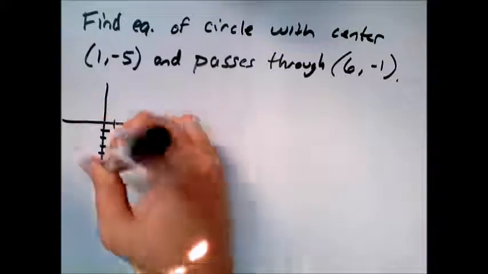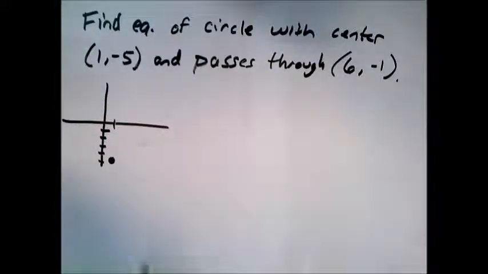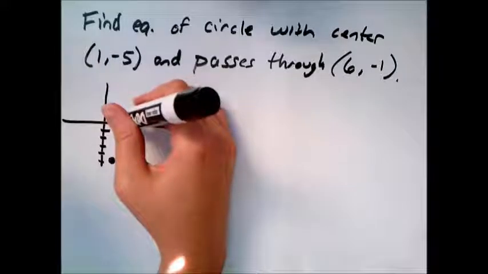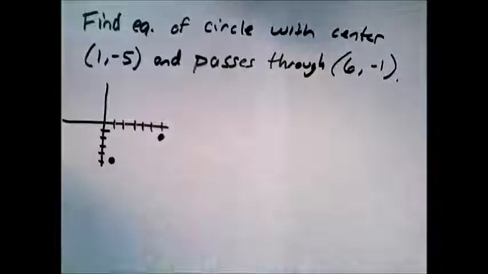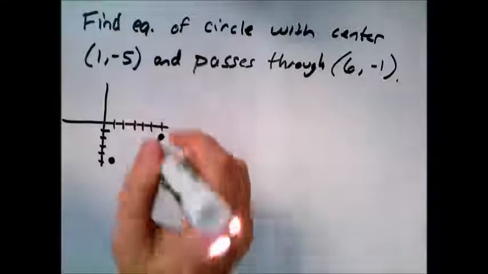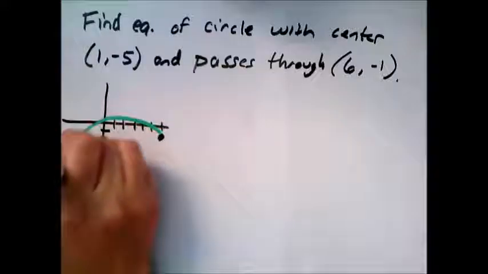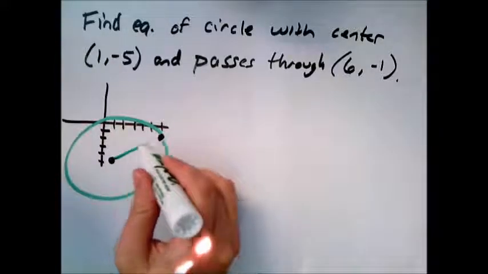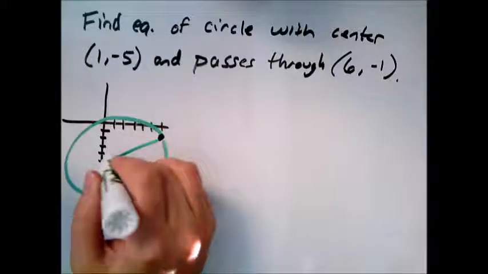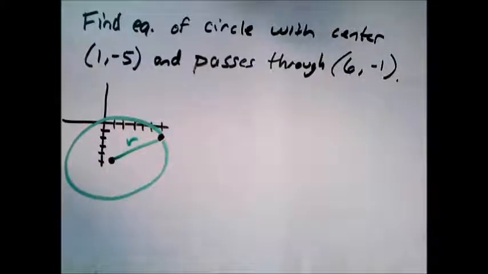so right about here, over 1, down 5, and then it passes through the point 6, -1, so right about there. Alright, so picture what that means our circle looks like. Something like this. So notice, if I could find the distance between these 2 points, really any point on the outside but these two because they're the two they told us, that would be the radius.